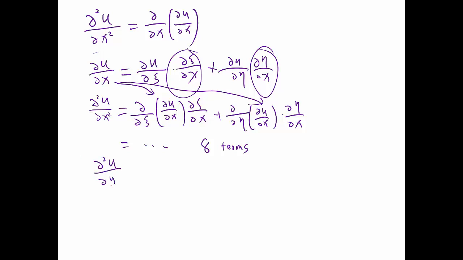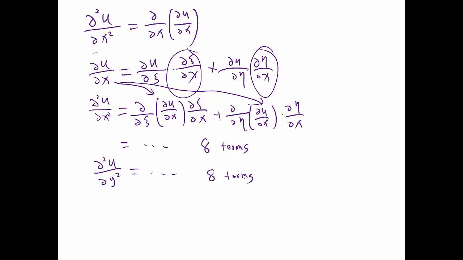The same thing can be done with partial squared u partial y squared, which is equal to another 8 terms that involve the derivatives of u with respect to xi and eta. You're going to have first order and second order derivatives. And hopefully, if you are aware of all these derivatives, you can construct your mapping in such a way that as many of these terms as you can make them are 0, right? That would be ideal.